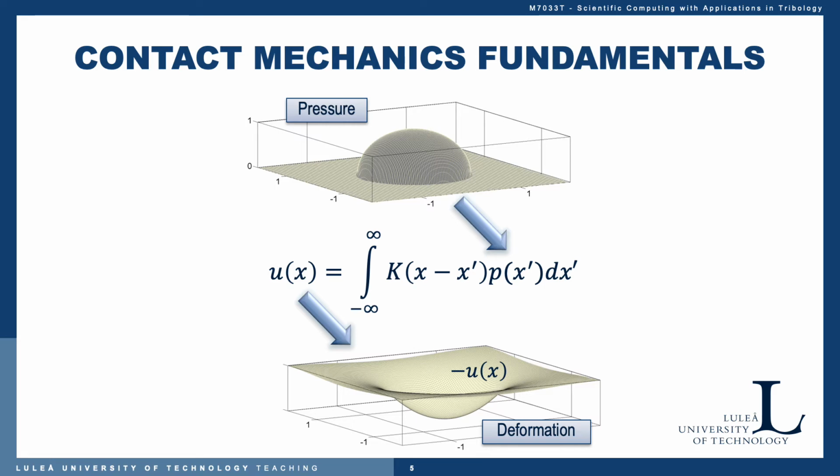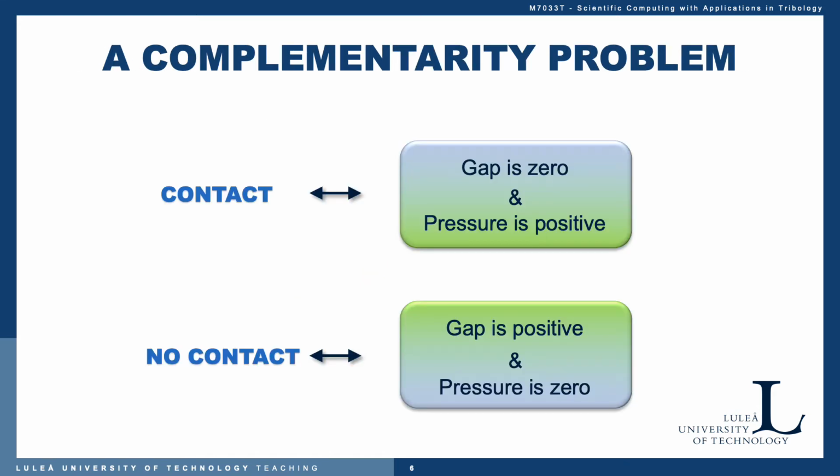You are probably wondering why we have visualized the negative of the deformation here, and this is because it is the deformation of the lower parabolically shaped half space that we will consider in the following example. It turns out that that model or that problem is a school book example of a complementarity problem. And in terms of the contact mechanics, it reads like this.